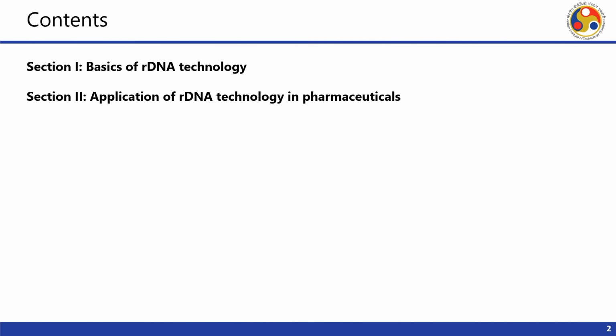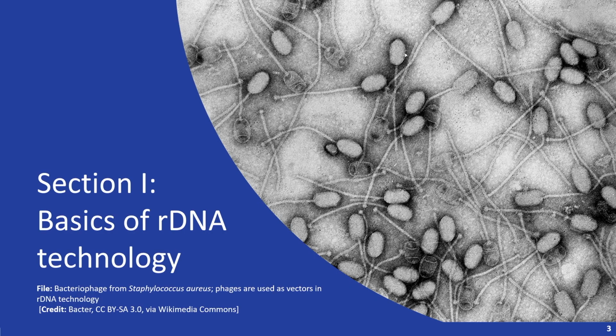We are going to discuss in this lecture the production of biopharmaceuticals using recombinant DNA technology, mostly focused on the production of enzymes, antibodies and other therapeutic proteins. So this lecture is divided into two broad sections. The first section will be dealing with the basics of recombinant DNA technology for those who are new to this technology, and section number 2 will be for the application of this recombinant technology in the production of pharmaceuticals.